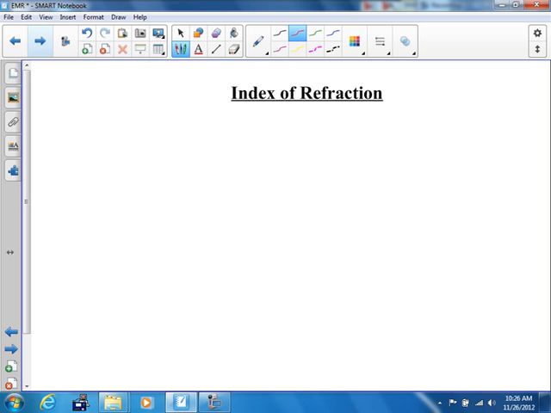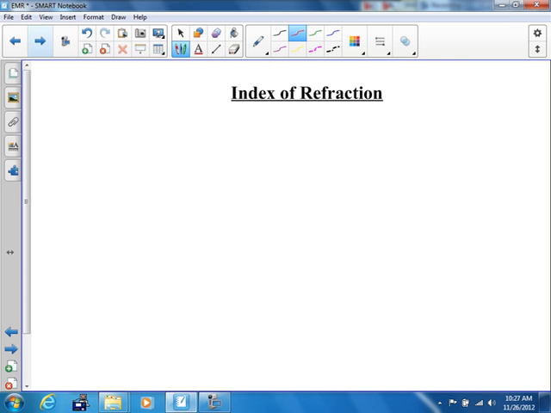If you were able to stick a pencil in another clear material other than water, say ethanol or something like that, you would find that the pencil would bend a different amount. And the pencil would bend a different amount because the index of refraction, or the amount that these two mediums, water and ethanol, will cause light to bend, is different.